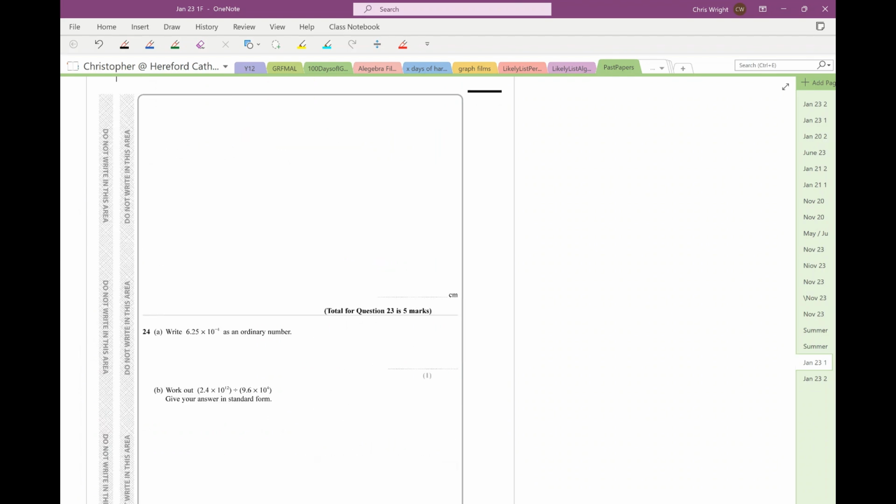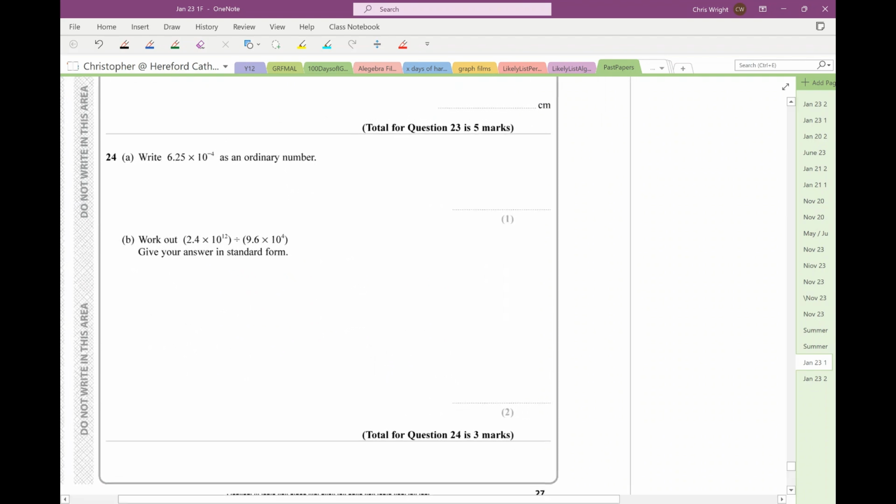Question 24. Write 6.25 times 10 to the minus 4 as an ordinary number. Well, you can work that out on your calculator if you want to. If I put that into my calculator, actually you can't work it out on my calculator because you just get that again. So I'm going to need to do it in the way they intend, by dividing it by 10 4 times once, and now 3 more hops will mean that there are 3 zeros after the point 625. So my answer is 0.000625.